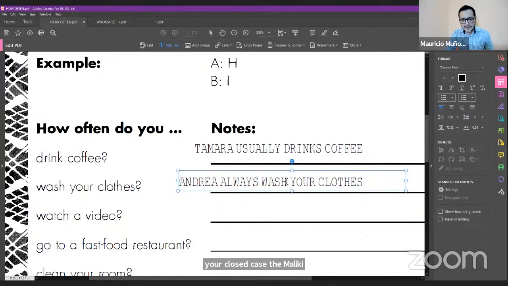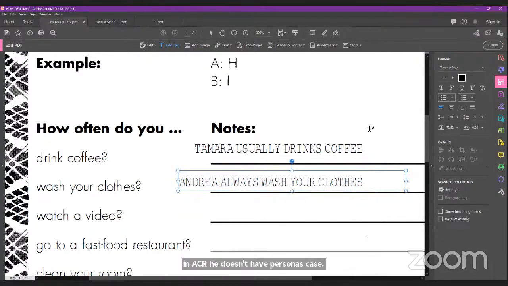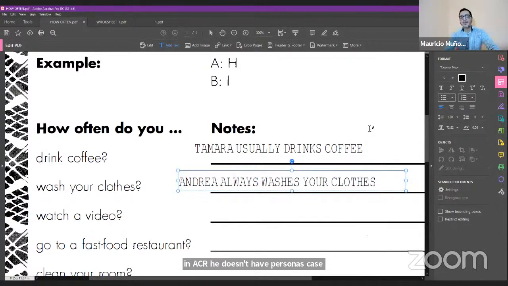Ok, si le ponemos ese aquí, ¿estará bien eso? No, ¿qué sucede con este tipo de verbos? Acuérdese. Verbos que terminan en SH, terceras personas, ¿qué se le aumenta? ES, muy bien. So, Andrea always washes. Acá tenemos no un error de gramática, pero sí un error de concordancia. Ahí dice Andrea siempre lava tu ropa. Sería la de ella. En vez de your, ¿qué debería poner?